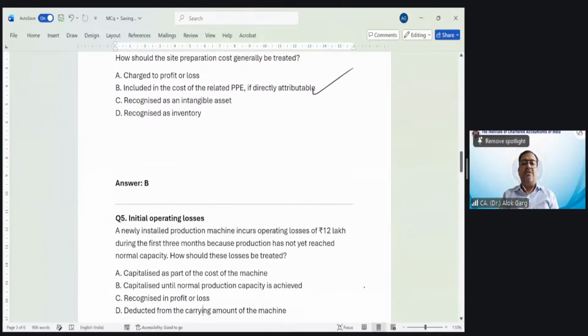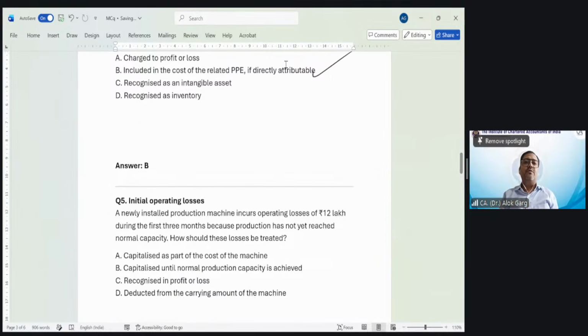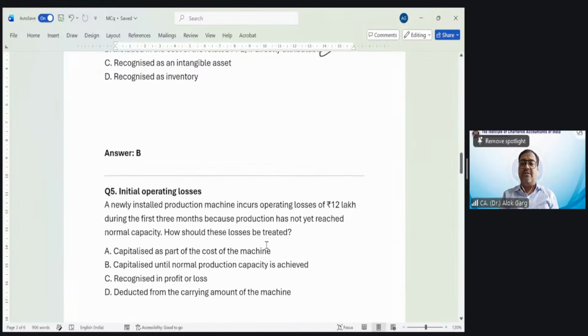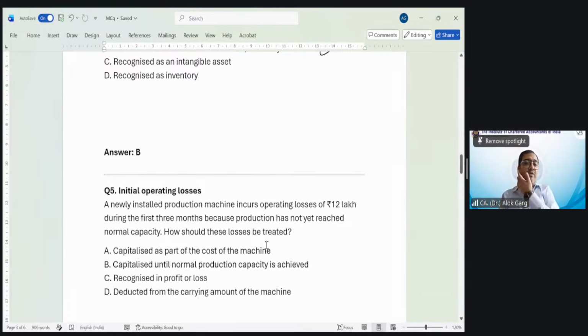Okay. Initial operating losses. A newly installed production machine incurs operating losses of 12 lakh during the first 3 months because production has not yet reached normal capacity. How should these losses be treated? Capitalized as a part of the cost of the machine, capitalized until normal production capacity is achieved, recognized in profit or loss, or deducted from the carrying amount of the machine. Tell me whether we will capitalize as a part of the machine, or capitalize until the normal capacity is achieved. Initial operating losses I have discussed.